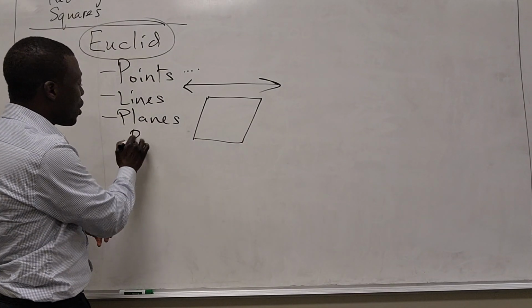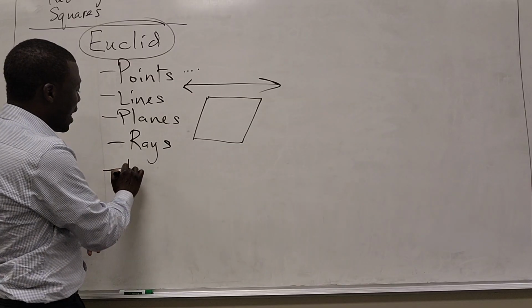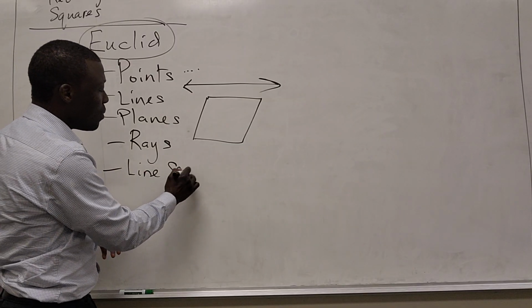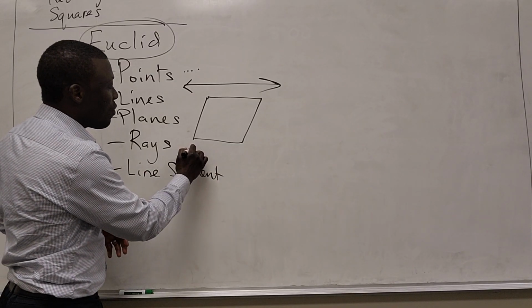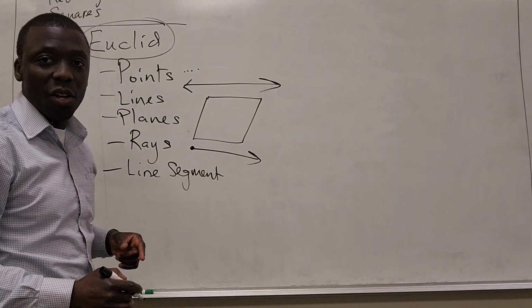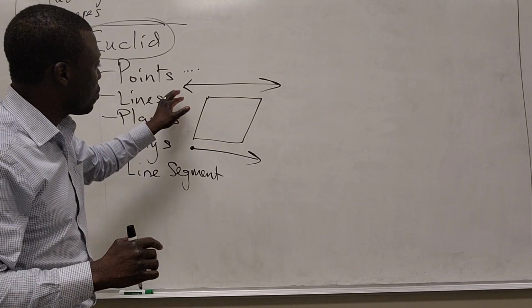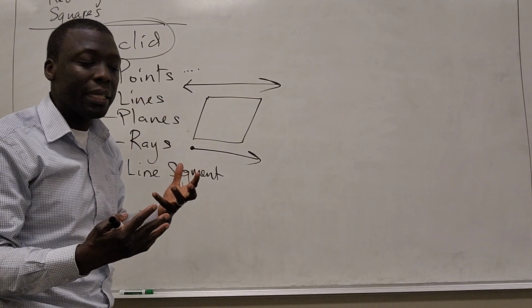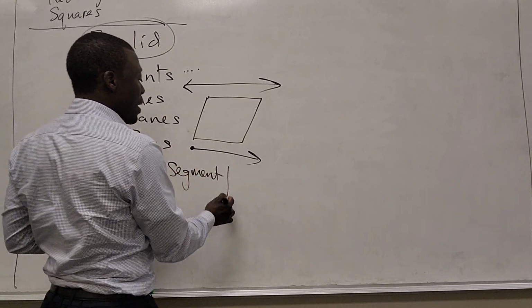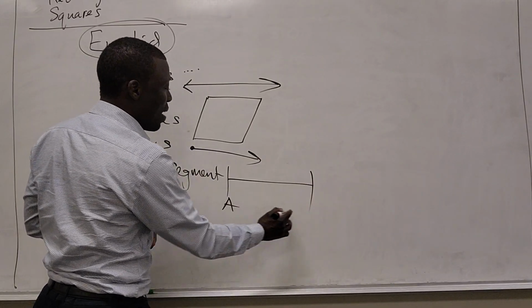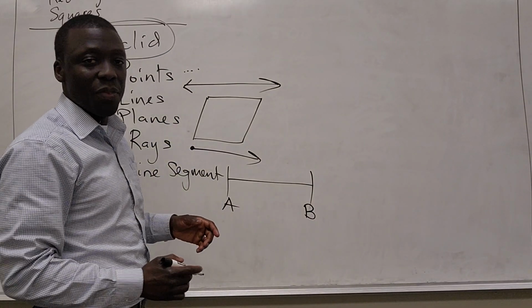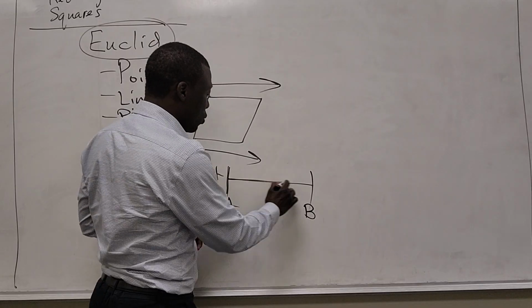We also need to learn about something called rays and line segments. So a ray would have one endpoint and then the other part that goes forever. Notice that a line on both sides just goes forever, right? You might remember things like a number line. A line segment would be something like this. We have this line segment AB, and it's from one point to another point.